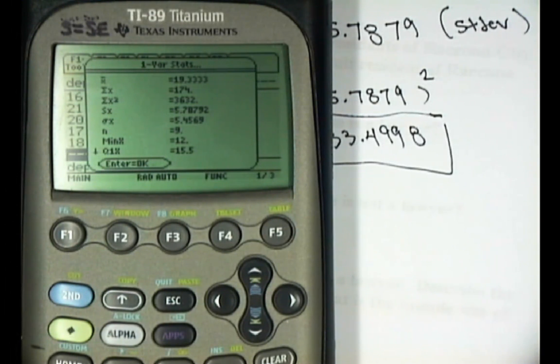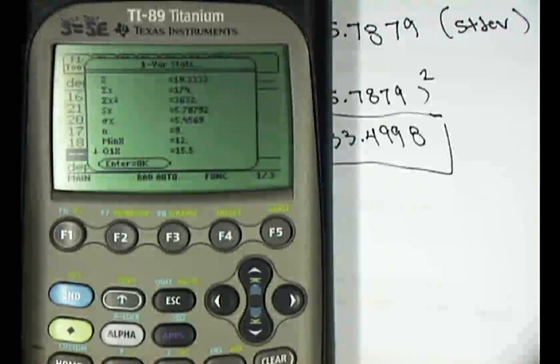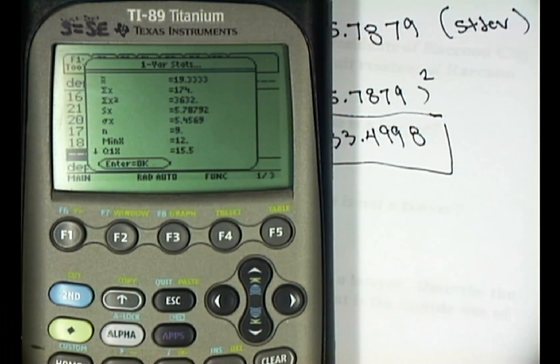But before I go to that, let's just quickly talk about all the rest of the stuff this calculator gives you. It gives you sigma x. Please don't use that. Ignore that. Make a note to not look at that. Do not look at sigma x. It means nothing to you in this class. And below that, though, it gives you n. N is 9. N is the sample size, how many data points you entered.